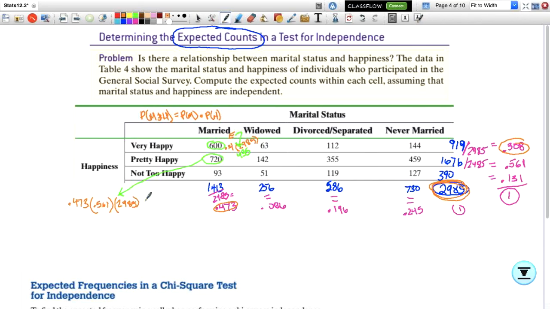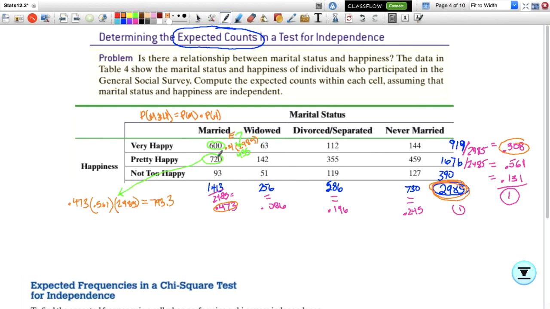2,985. So this will give us the probability of being both. And then this, because we're timesing it by how many people there should be, tells us the percent of people that we can actually expect it to be. And that one's going to be around 793.3. And that's our expected value for here.